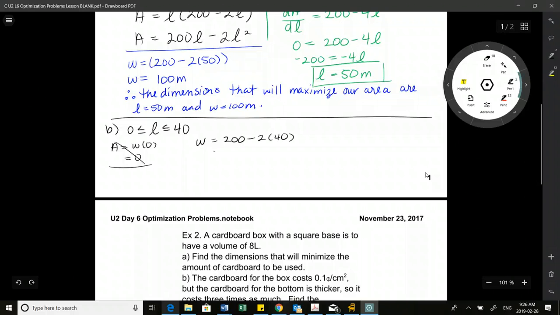Okay, so if my length is 40, then my width is 200 minus 2 times 40, so 120. And our area here, I'm basically testing this to show you that if you have multiple things in that range, you have to test the areas for those things. Because our critical number is outside of this range, this is just going to be our maximum area that we can find, which will be 120 times 40, which gives us 4,800 meters squared. So that is our maximum area that we can get. Length of 40 and width of 120.